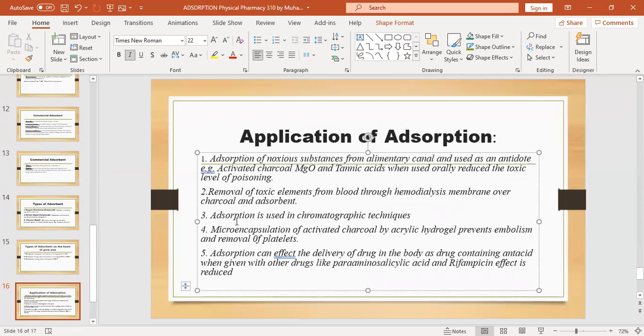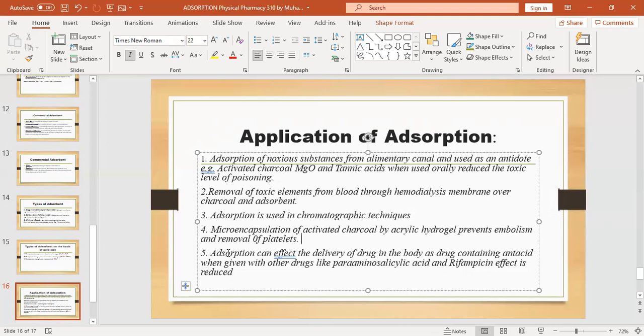Number three, adsorption phenomena is also used in chromatographic techniques, which is a separation technique. Number four application is microencapsulation of activated charcoal by acrylic hydrogel, which prevents embolism and removal of platelets. Acrylic hydrogel is a biocompatible polymer, meaning it is compatible with the biological system and it will prevent embolism. Embolism is when something is moving in your blood, it may be a clot.